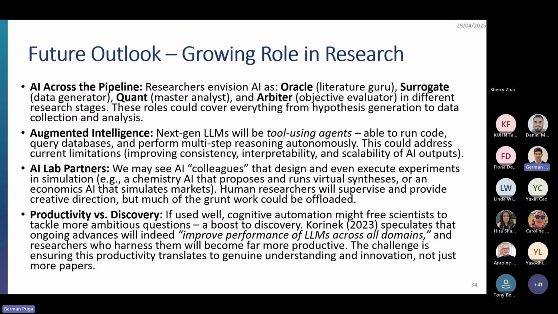Future outlook, again, the Missouri Crockett paper refers to this Oracle, surrogate, quantum arbiter. Go check out that paper. Again, you may be getting to this point where you're seeing AI as colleagues or so on. But human researchers obviously need to still supervise, provide your own interaction, your direction, right? But maybe much more of the grunt work, if you will, could be offloaded.